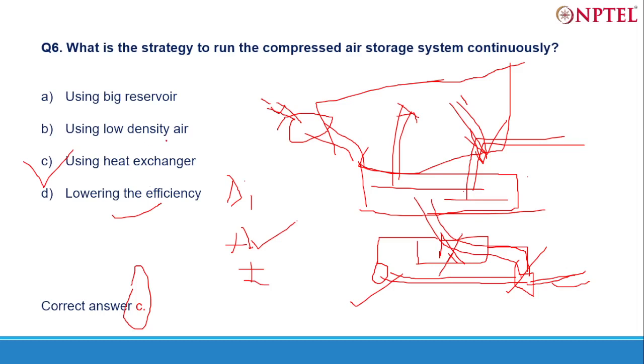Using the low density air. Low density air, if we use, what happens? It will compress to a very high value. So using a low density air is not going to help. Using a big reservoir, that can be a good option, but anything big comes with expenditure of energy. So big reservoir, more air to be compressed there, more quantity of air required, so more compressor has to run, so it will lower the efficiency. Okay, so that's why using a big reservoir is also not a good strategy. You have to use a heat exchanger.